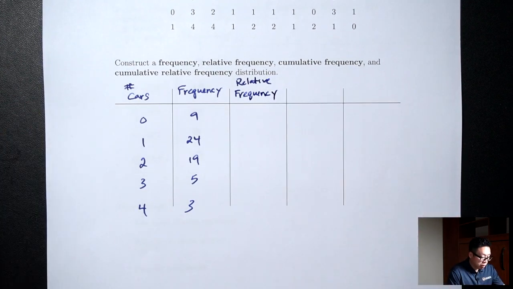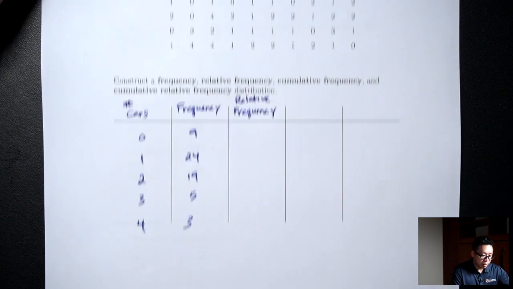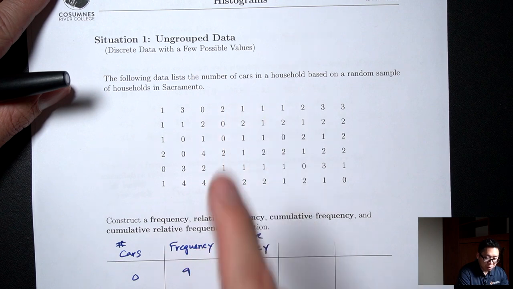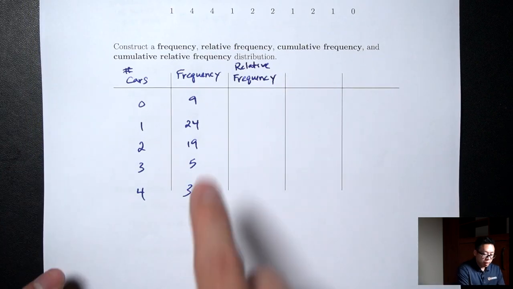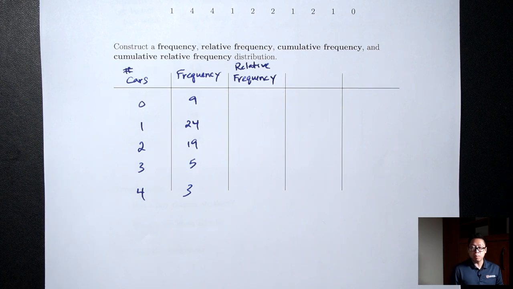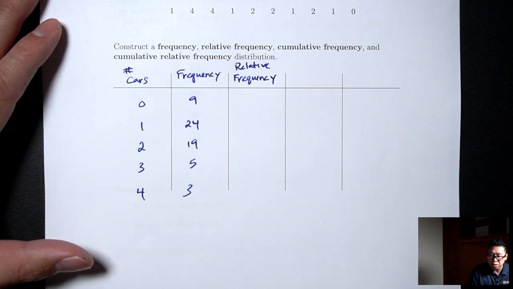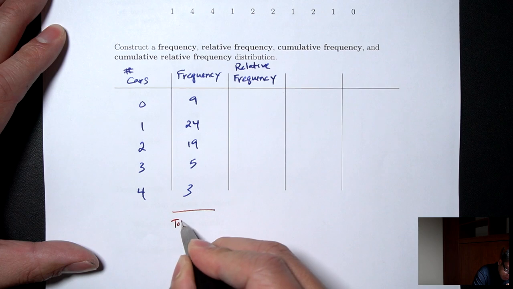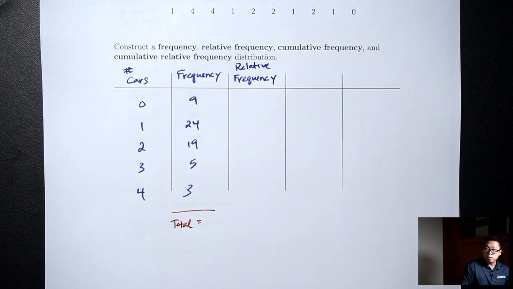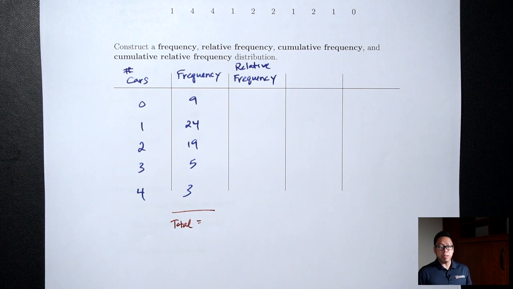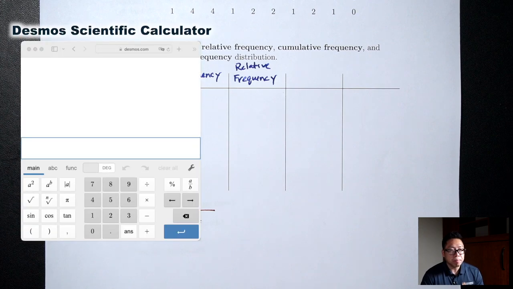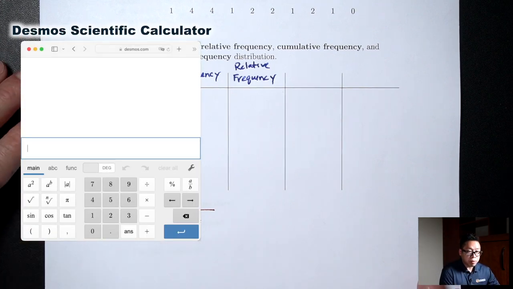And the way you calculate the relative frequency, the first thing you need to do is find out how many people total in your sample, or how many households in this case. You could go and just count 1, 2, 3, 4, 5 all the way through, but if you add up the frequencies, that's going to tell you how many people total in your sample, because these frequencies are counting how many people. In this case, we're counting how many households. All right, so let's add up our frequencies. Once again, the calculator that I'm going to recommend is the Decimal Scientific Calculator. There'll be a link on your lab, and it looks like this. So add up the frequencies.